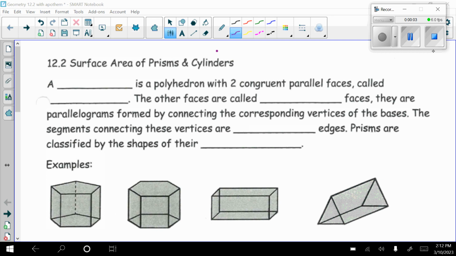Today in geometry, we are looking at section 12.2, which is surface area of prisms and cylinders. We're also going to learn about what's called an apothem. Right, so we'll start out with some vocabulary.